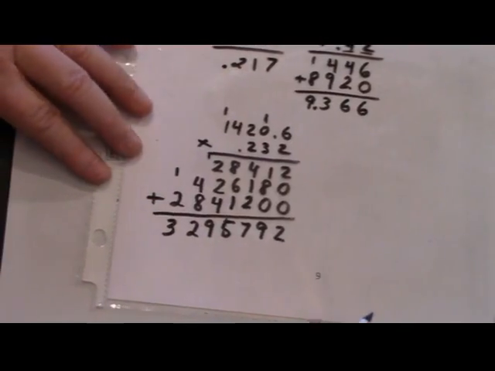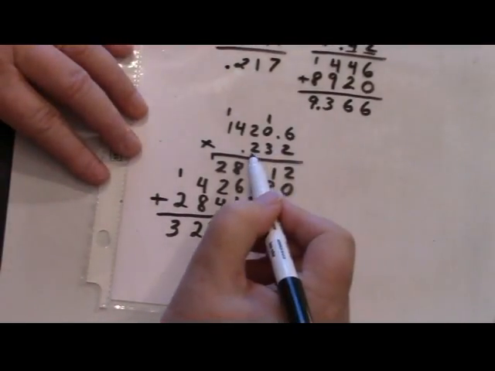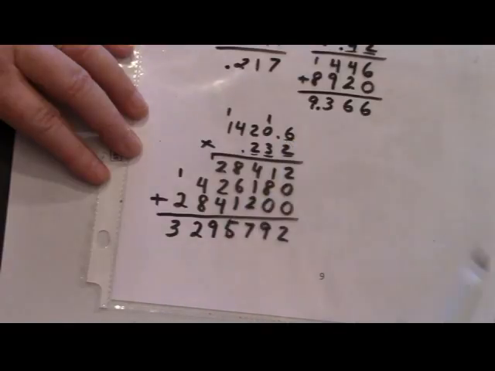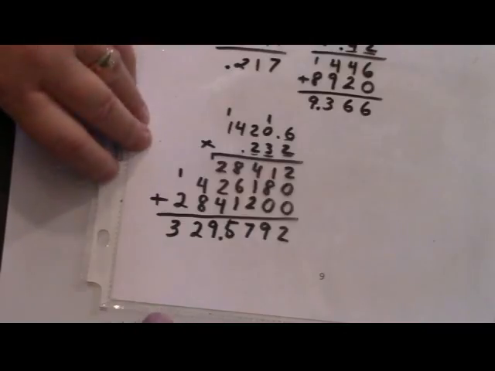Now I'm ready for my decimal. How many places? 1, 2, 3, 4. Starting from my right, 1, 2, 3, 4. My answer is 329.5792. So there are some examples for you to refer to when you're doing your homework in your Math Excel assignments.